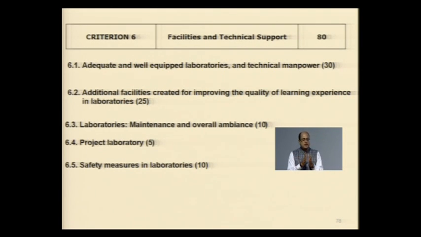So if an undergraduate program is running with a PG program and sharing one lab, then they should have 11 laboratories, and they should be able to showcase the equipment in those laboratories, with educated and qualified manpower. So additional facilities are created for improving the quality. Now this has been added. Why has this been added?